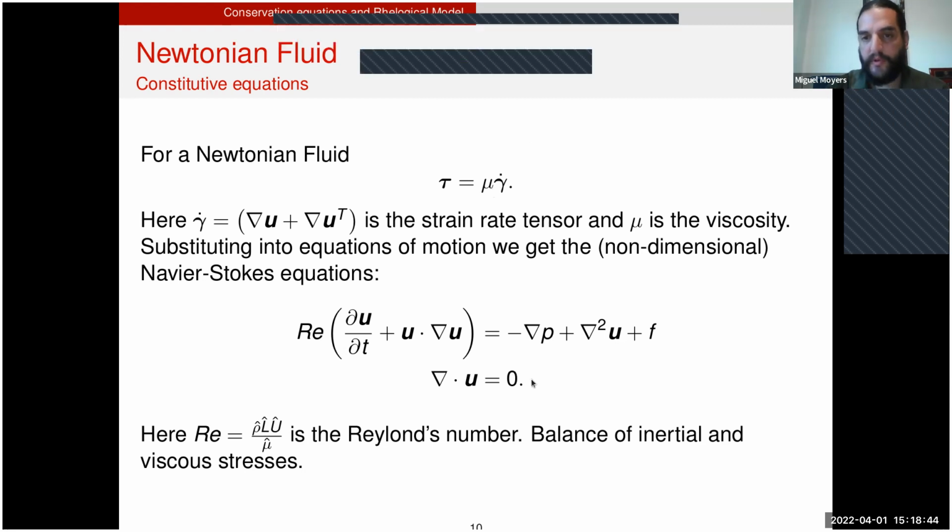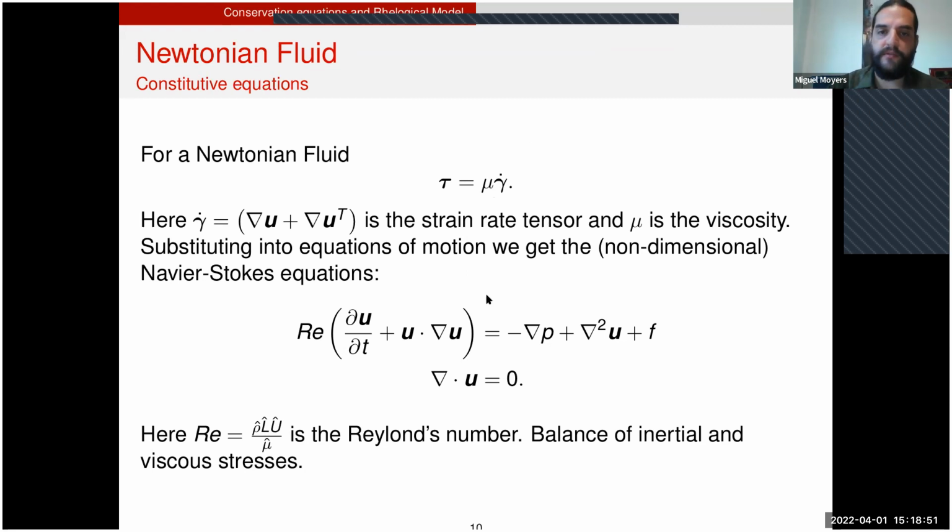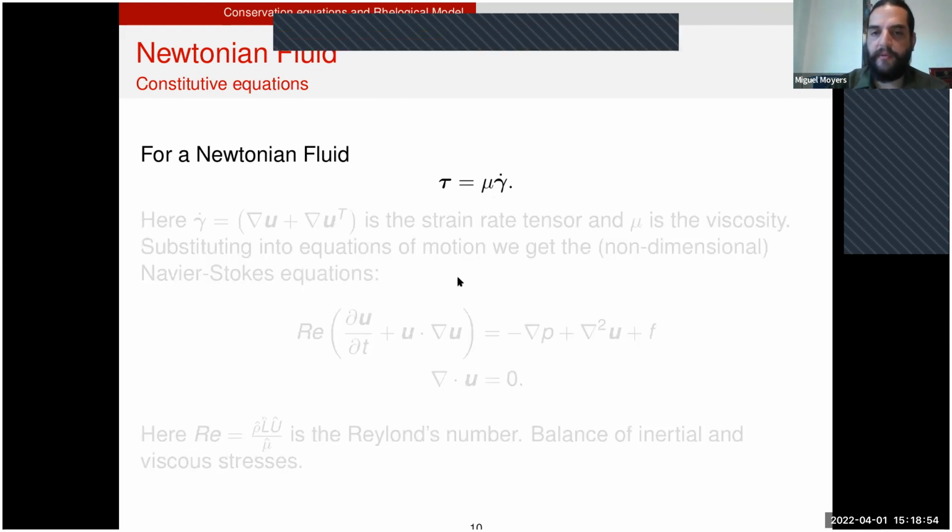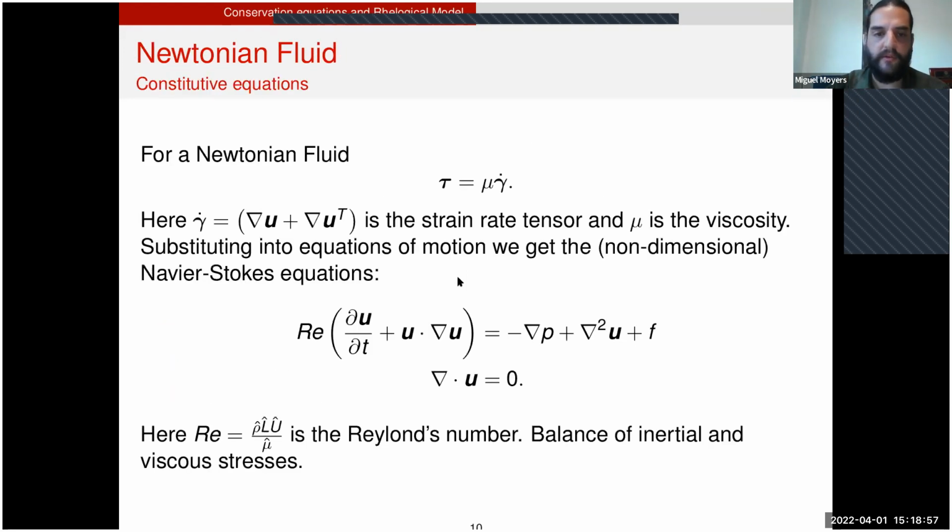And that's where you end up with the Navier-Stokes equations. If you consider the Newtonian fluid, you end up with the Navier-Stokes equation. So we substitute tau into our previous equation and you get the Navier-Stokes. You can non-dimensionalize and you end up with the famous Reynolds number. The Reynolds number measures inertial forces over viscous forces. We're going to assume that our viscous stresses dominate, so we will have what we call slow flow or viscous flow, and this part can be disregarded.